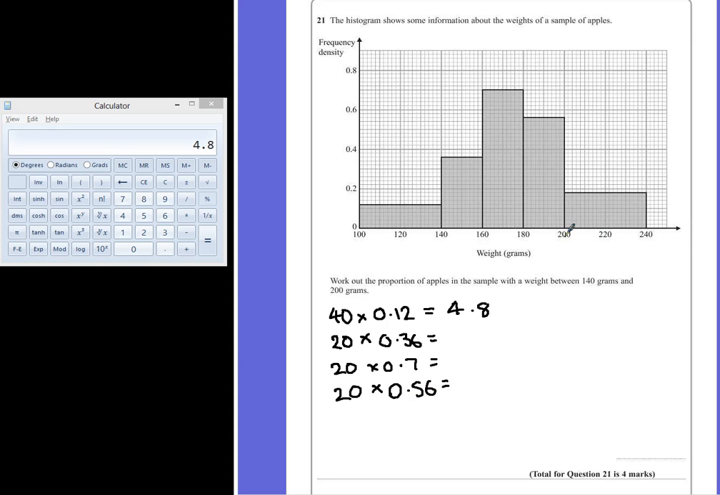For our final block, we go from 200 to 240. So this time it's no longer 20, it's 40 multiplied by the frequency density, which is 0.18.